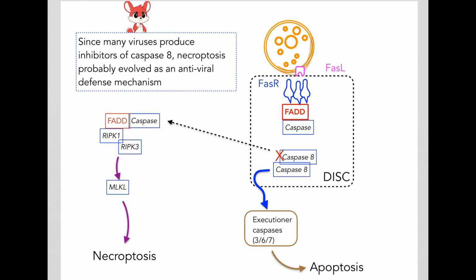And as we saw in the previous video, since many viruses produce inhibitors of caspase-8, it is believed that necroptosis probably evolved in humans as an antiviral defense mechanism. So if the viruses are going to stop the cell from dying by apoptosis, the cell is going to say, okay, you are stopping me from dying by apoptosis and protecting the human. No worries, I have another program. I'm going to use necroptosis.